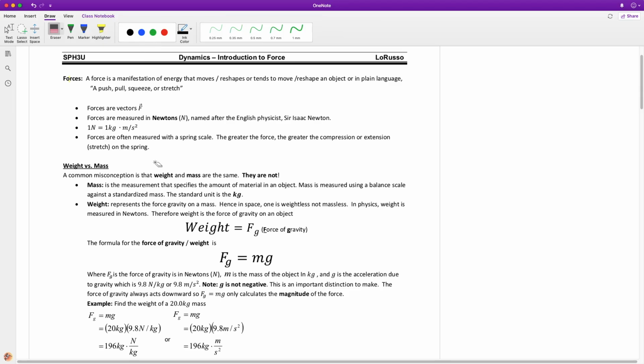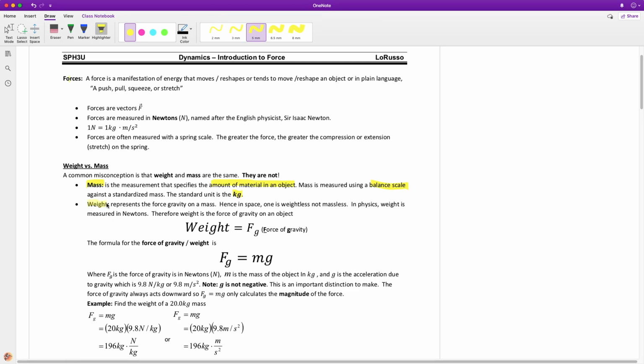Now, before we get any further, we need to clarify a couple of ideas. In plain language, the concept of weight and mass are often used interchangeably, but in physics, they very specifically have a different definition. So here is the main difference. Mass is defined as the amount of material in an object, and it is measured by using a balanced scale, kind of like the triple beam balances that you use back in grade 9. And the standard unit is the kilogram. So it's really just a measure of how much stuff is in an object.